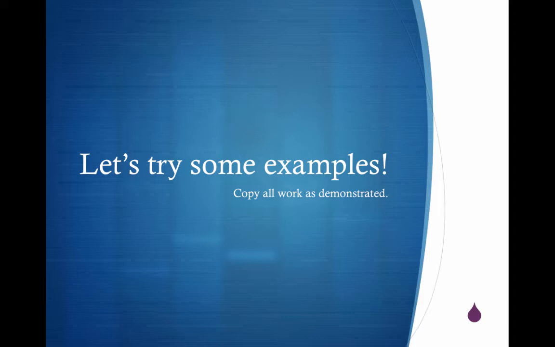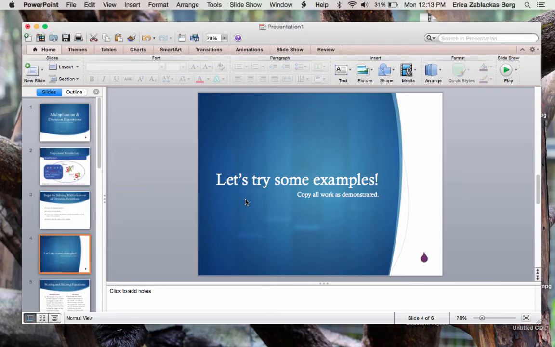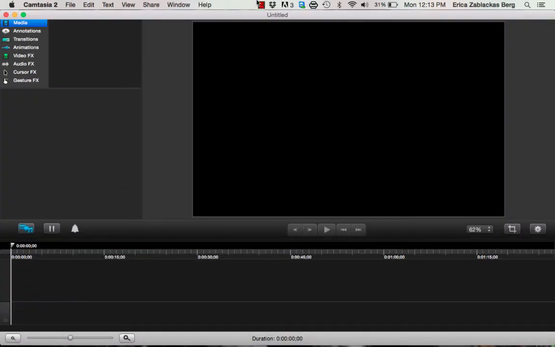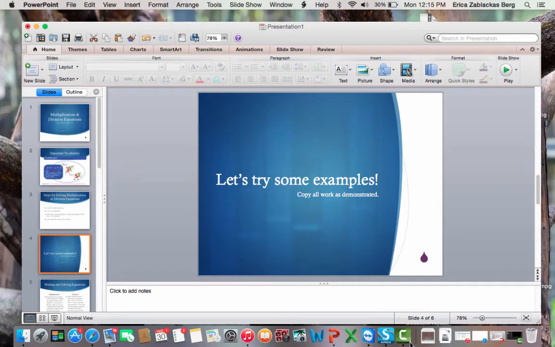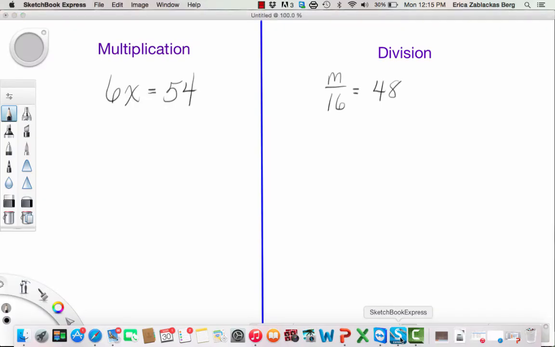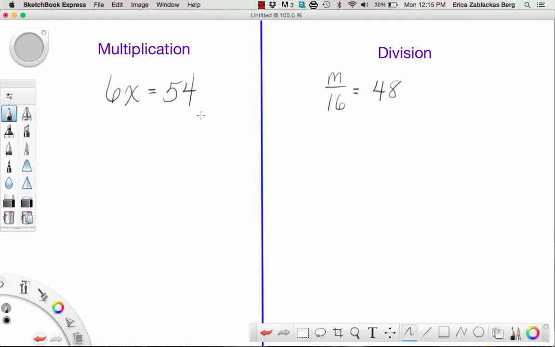Let's do some examples together. Make sure you copy all the work as demonstrated so you know how to show your work when you do your independent practice problems later. I have two examples written side by side so you can see how they're different once we set them up and solve them. The first one is going to be a multiplication equation.